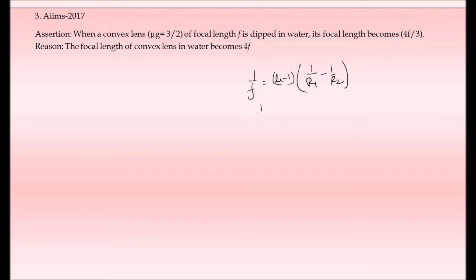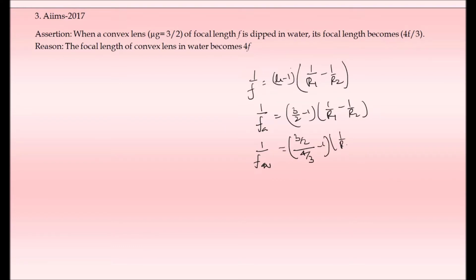So in the first case, when it is in air, then 1 by fa is equal to (3 by 2 minus 1) times (1 by r1 minus 1 by r2). And when it is dipped in water, then 1 by fw: the refractive index of water is not given. We may assume it as 4 by 3. So it is (3 by 2 divided by 4 by 3, minus 1) into (1 by r1 minus 1 by r2). As we know, here mu is equal to mu lens divided by mu medium.